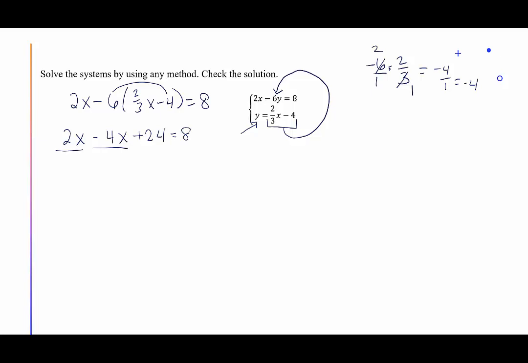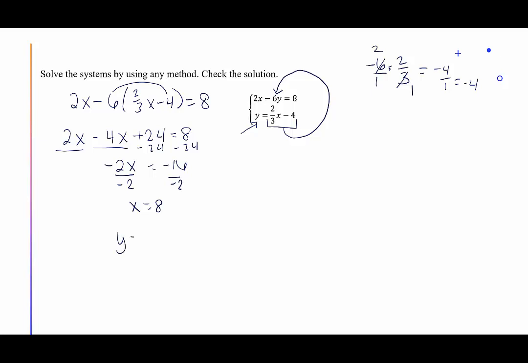Combining my like terms, 2x minus 4x is minus 2x. I'm going to just go ahead and subtract 24 from both sides, equals negative 16. Divide both sides by negative 2, and we end up with x is equal to positive 8. Okay, we're halfway done. We have the x, we need to figure out what the value of y is. You can use either equation. Since the second one already has y by itself, I think I'm going to use that one.